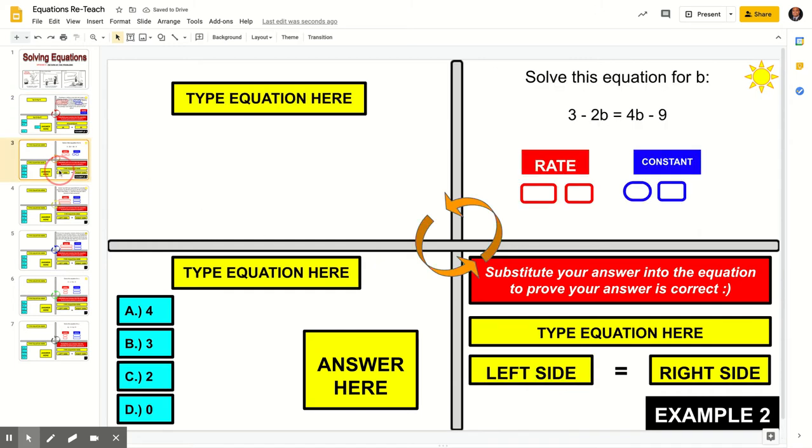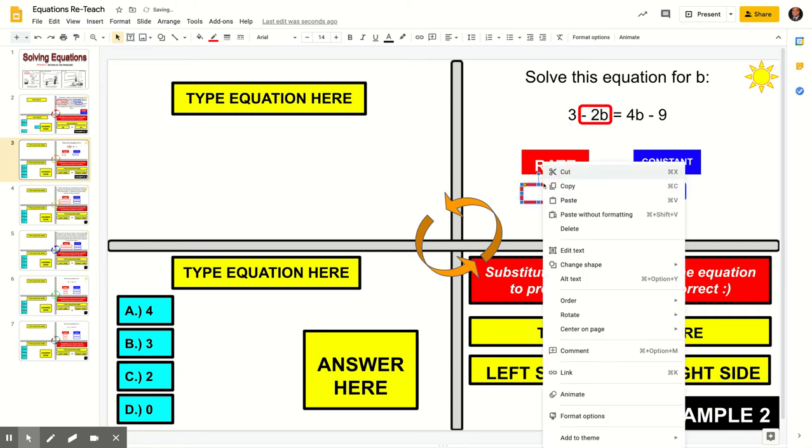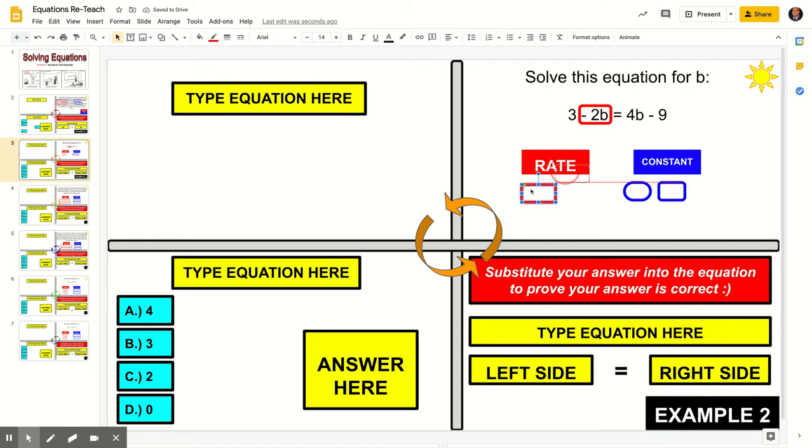I'm now going to try slide 3. You also saw problems like slide 3 on your test, where it was just given to you and it flat out said solve this equation for B. I'm going to follow the same steps, just a little faster for the sake of the video. I need to identify my rate. So my rate here was negative 2b. If I need to make it a little bit wider to capture the negative, I can do that. And now, on the right side, my rate is 4b.